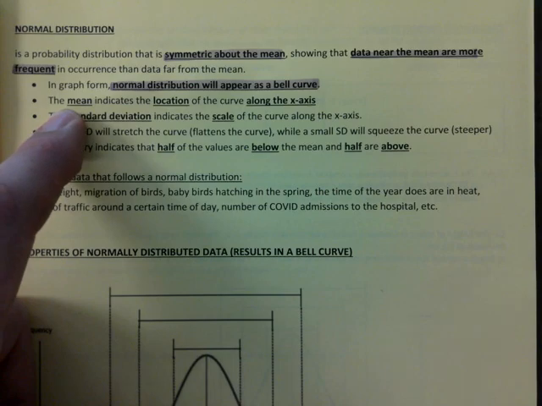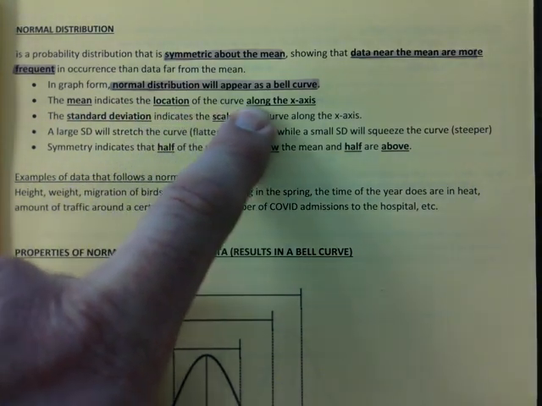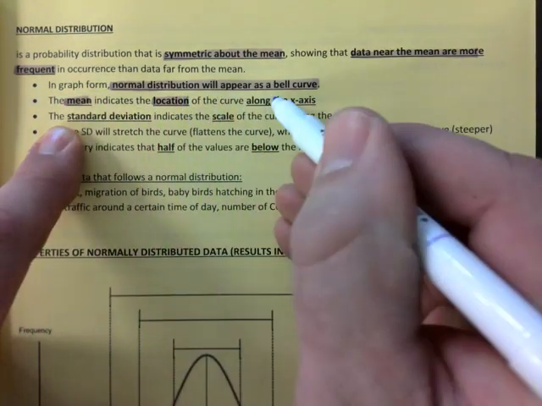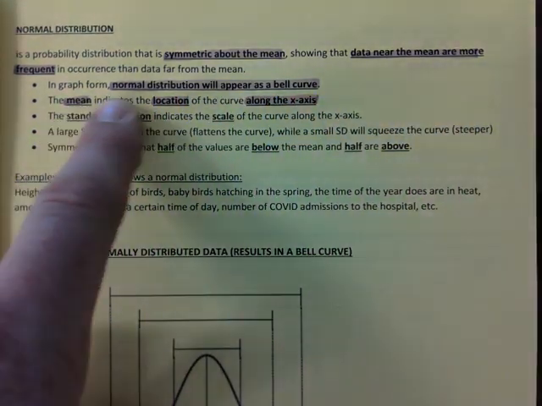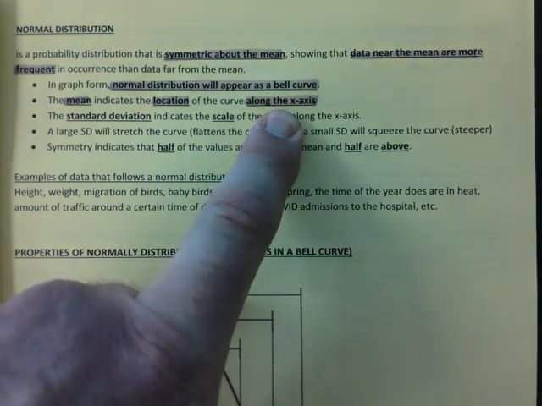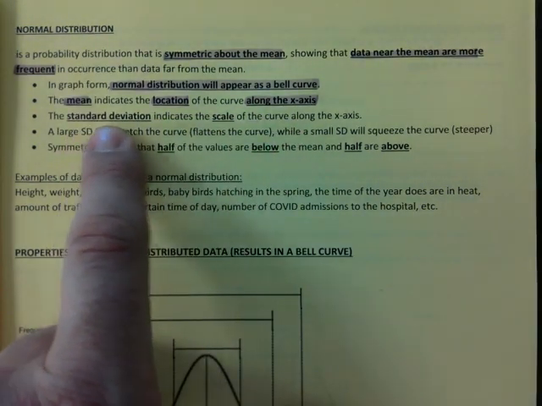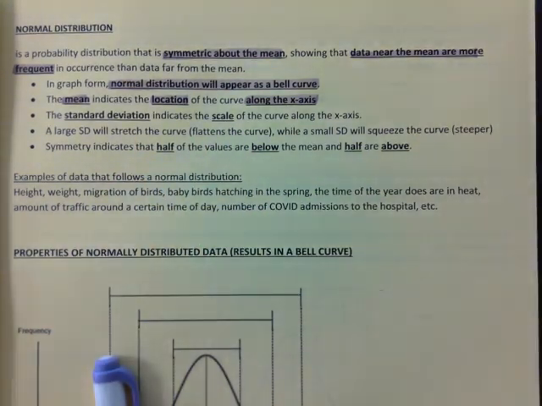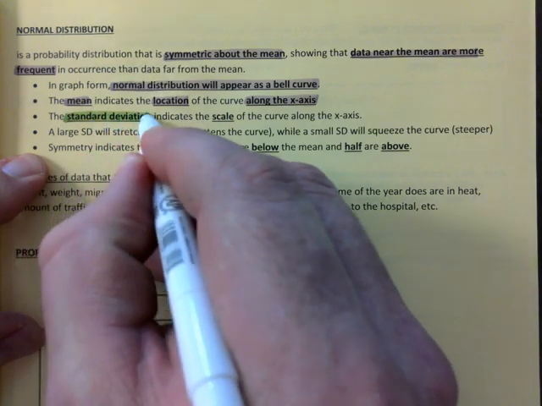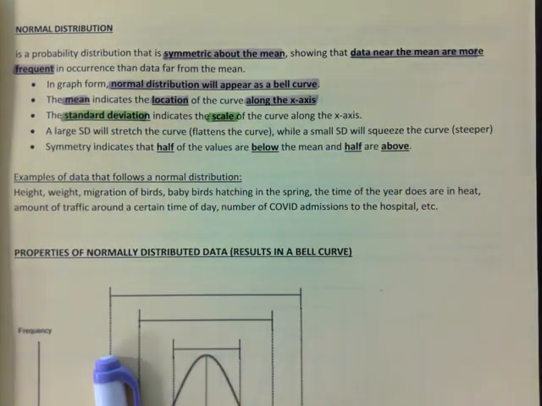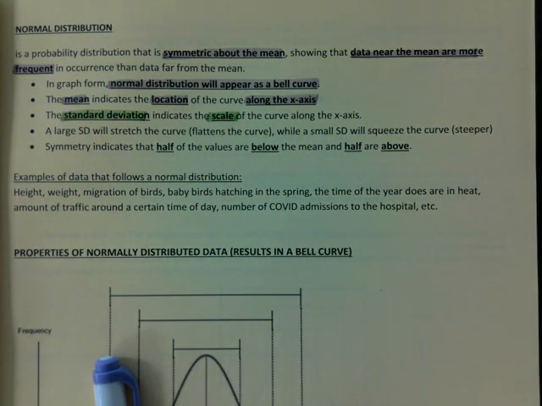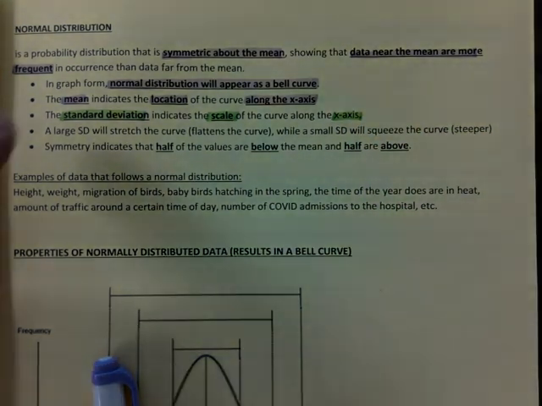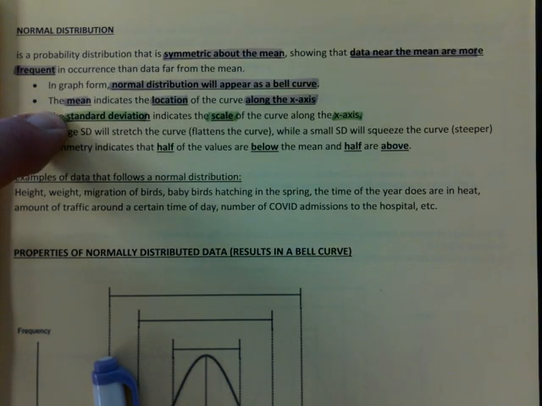Okay, the mean indicates the location of the curve along the x-axis, right? So I kind of already did what I'm doing here with highlighters, but the mean gives you the location along the x-axis. The standard deviation indicates the scale. Watch this. I'm going to use a different color because we introduced standard deviation into the mix. Standard deviation is the scale of the curve along the x-axis. Maybe let's highlight x-axis as well. So mean is the location, standard deviation is the scale.